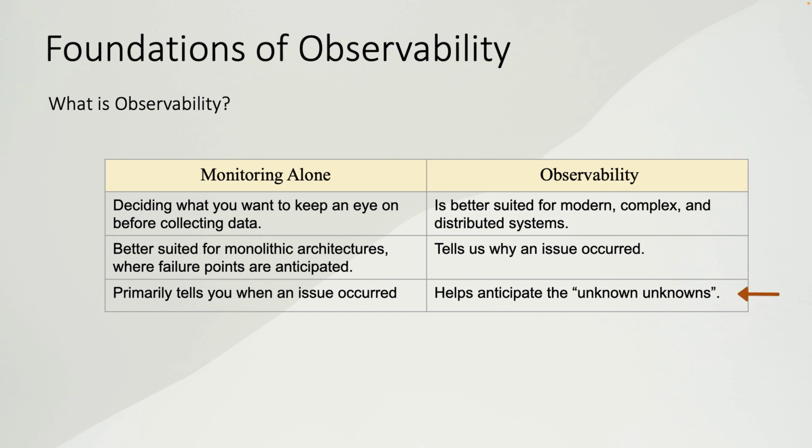It helps us anticipate the unknown unknowns, which means that we don't necessarily need to know what we are going to monitor in advance. With the information we collect through the process of observability, we can anticipate the problems that don't exist now but may arise later.